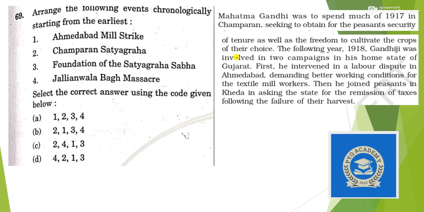Next. Although this question is also taken from themes, this is a quite factual question, so you can also get the answer in Spectrum. So you just remember: Champaran Satyagraha 1917, then Ahmedabad Mill Strike 1918, then Jallianwala Bagh Massacre 1919, and before Jallianwala Bagh Massacre, that means before the Rowlatt Satyagraha, Satyagraha Sabha was formed. So if you know the sequence of these events, you will get your answer. Again a very easy question.